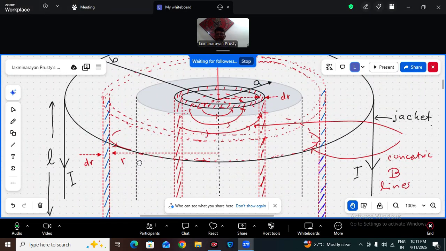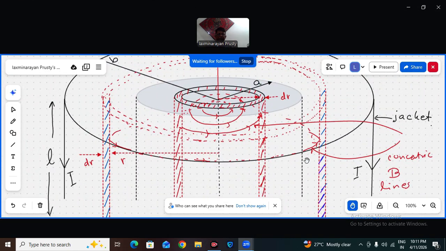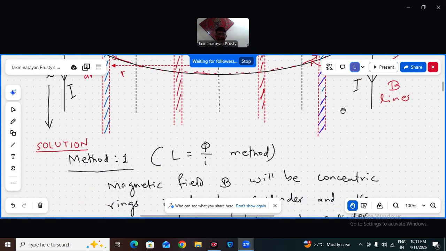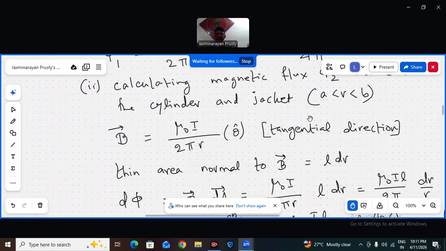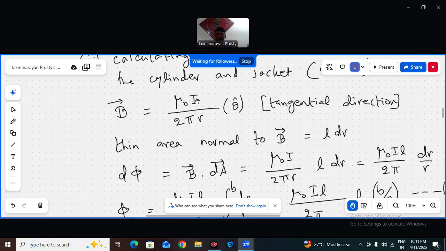This is between A to B region, between this cylinder and the jacket. So B, this much, mu naught I by 2 pi R, and a thin area is L dR. So the flux d phi will be B dot dA, that is B dA, that is mu naught I by 2 pi R L dR, mu naught I L by 2 pi dR by R.